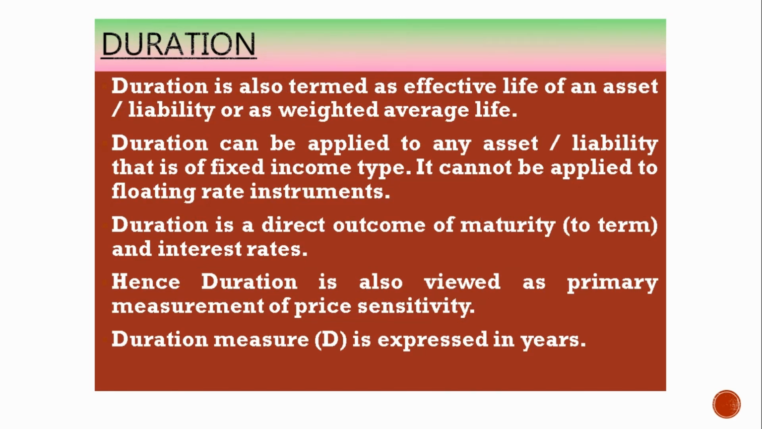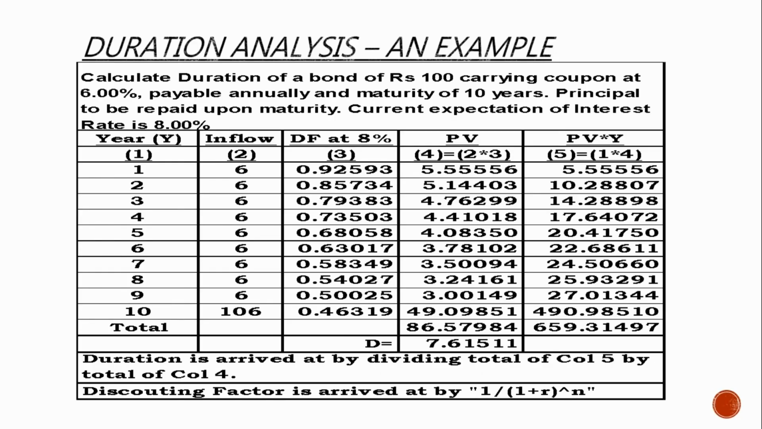Now, duration is also termed as the effective life of an asset or liability, or as weighted average life. Duration can be applied to any asset or liability that is of fixed income type. It cannot be applied to floating rate instruments. Duration is a direct outcome of maturity, terms and interest rates. Hence, duration is also viewed as the primary measurement of price sensitivity. Duration measure is expressed in years.